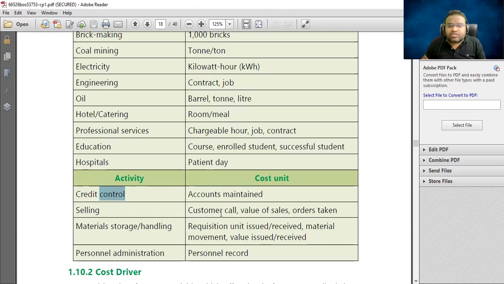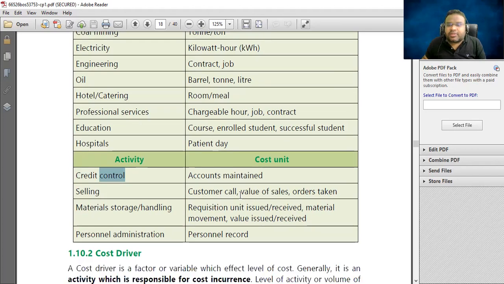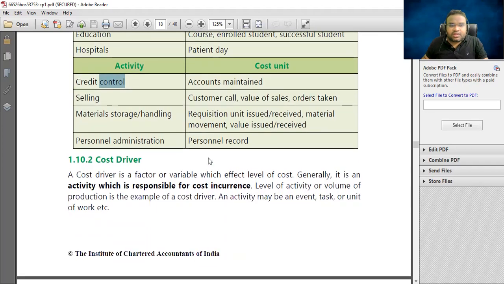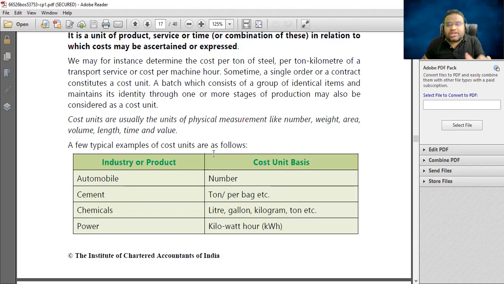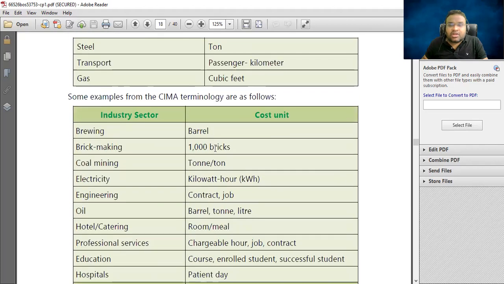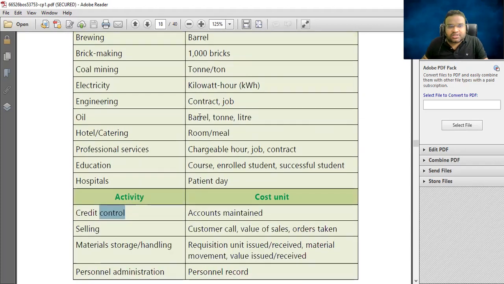Selling, each customer wise, value of sales, etc. Material storage and handling, so number of requisition units issued or received, etc. Personnel administration, that means the HR department. Your HR department cost is total 1 lakh. How many employees are being maintained? 1000 employees. 1 lakh divided by 1000, 100 rupees. Okay, this is about cost unit. So that for which you want to ascertain the cost is called cost unit. That for which separate measurement of cost is required is called cost object.